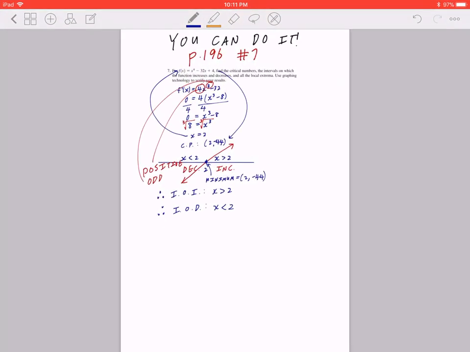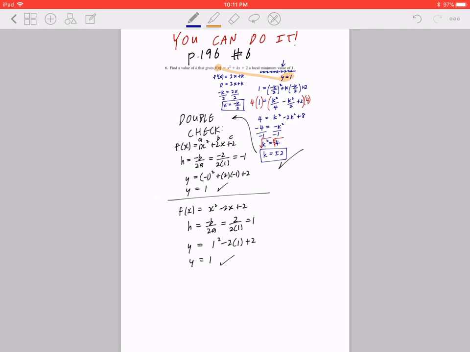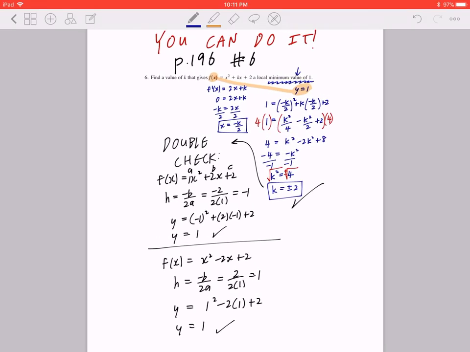And that's how you do number 7 and number 6 on page 196. I hope this makes sense.